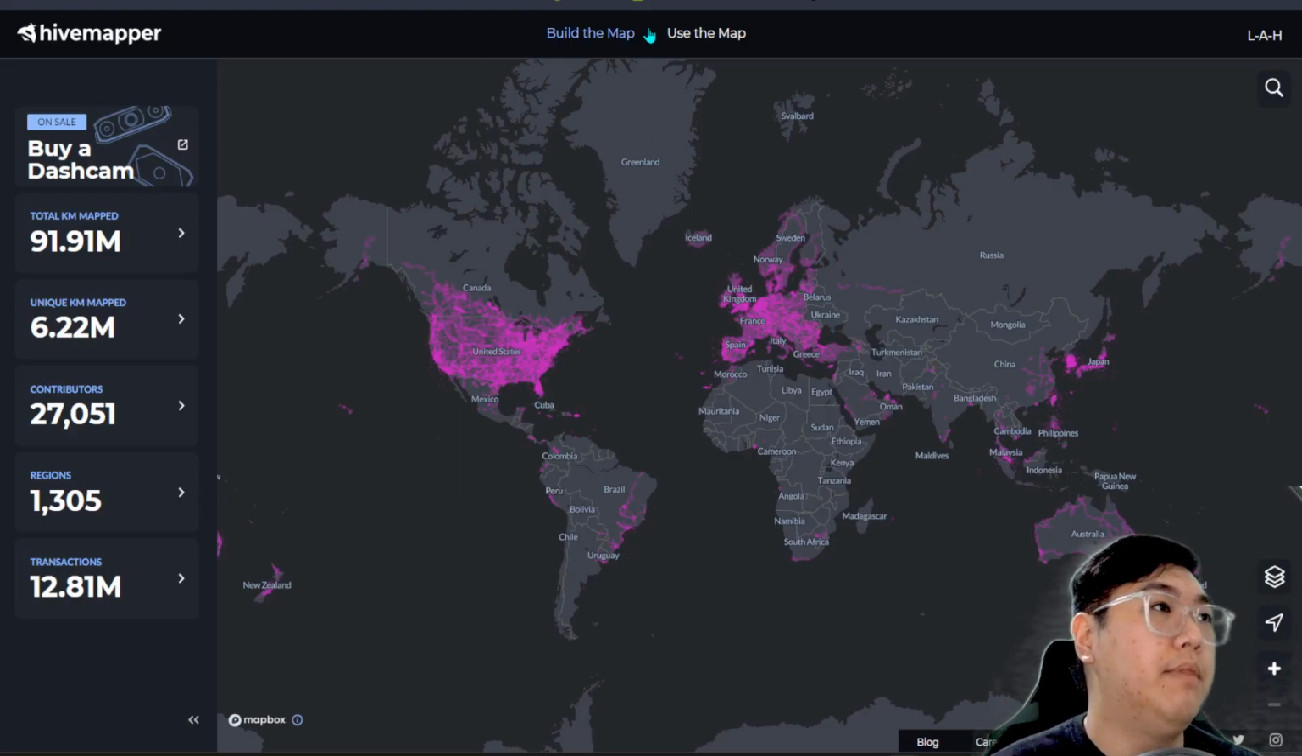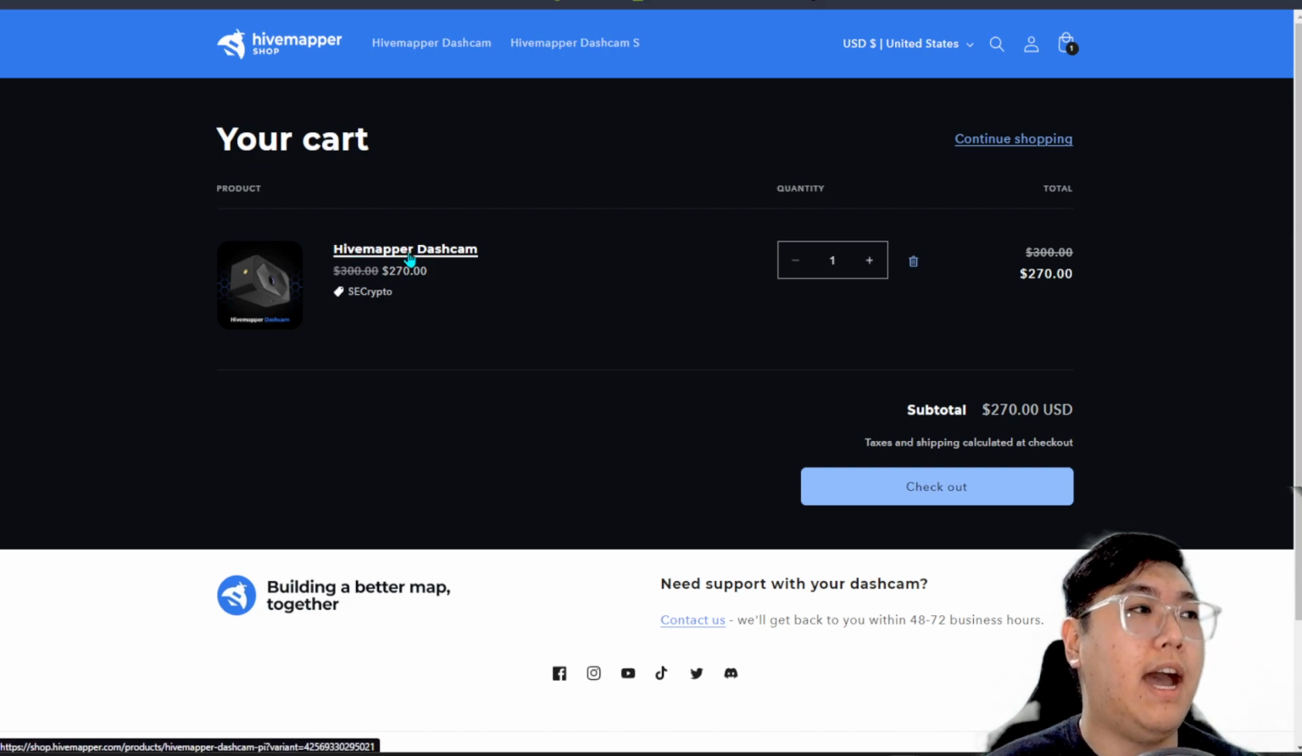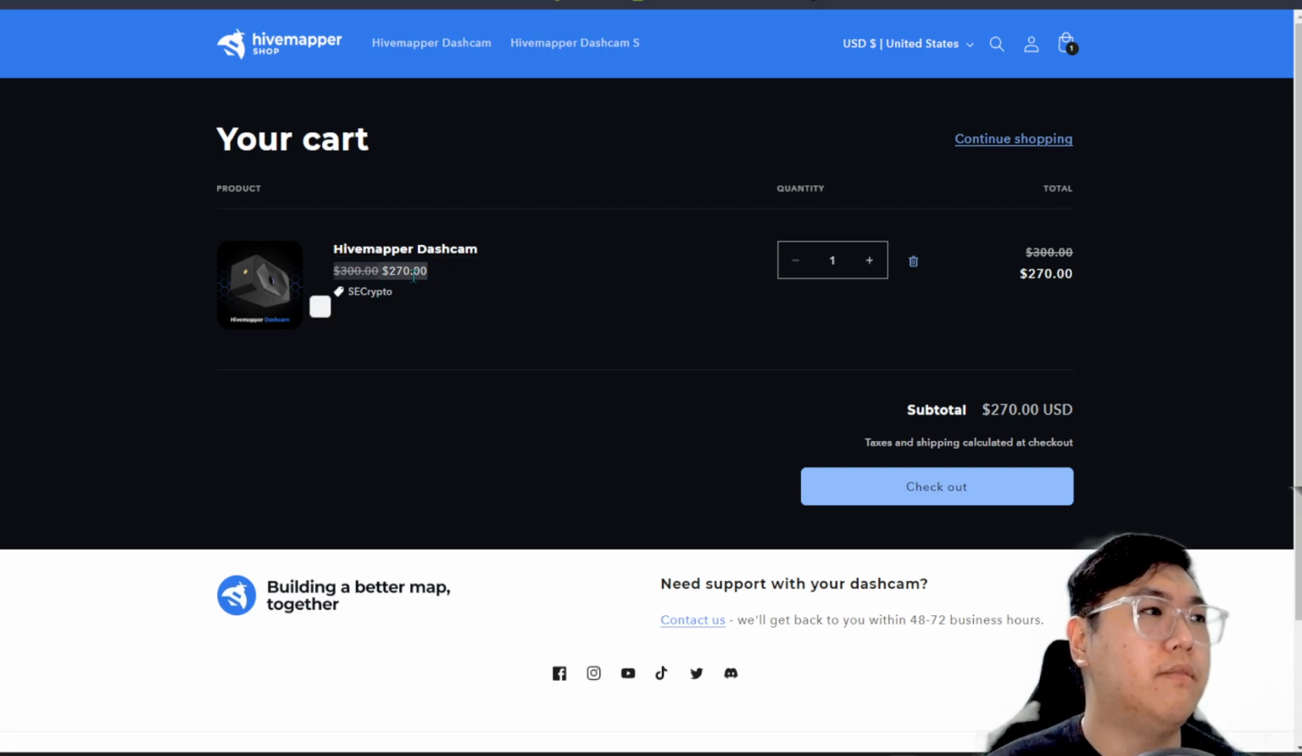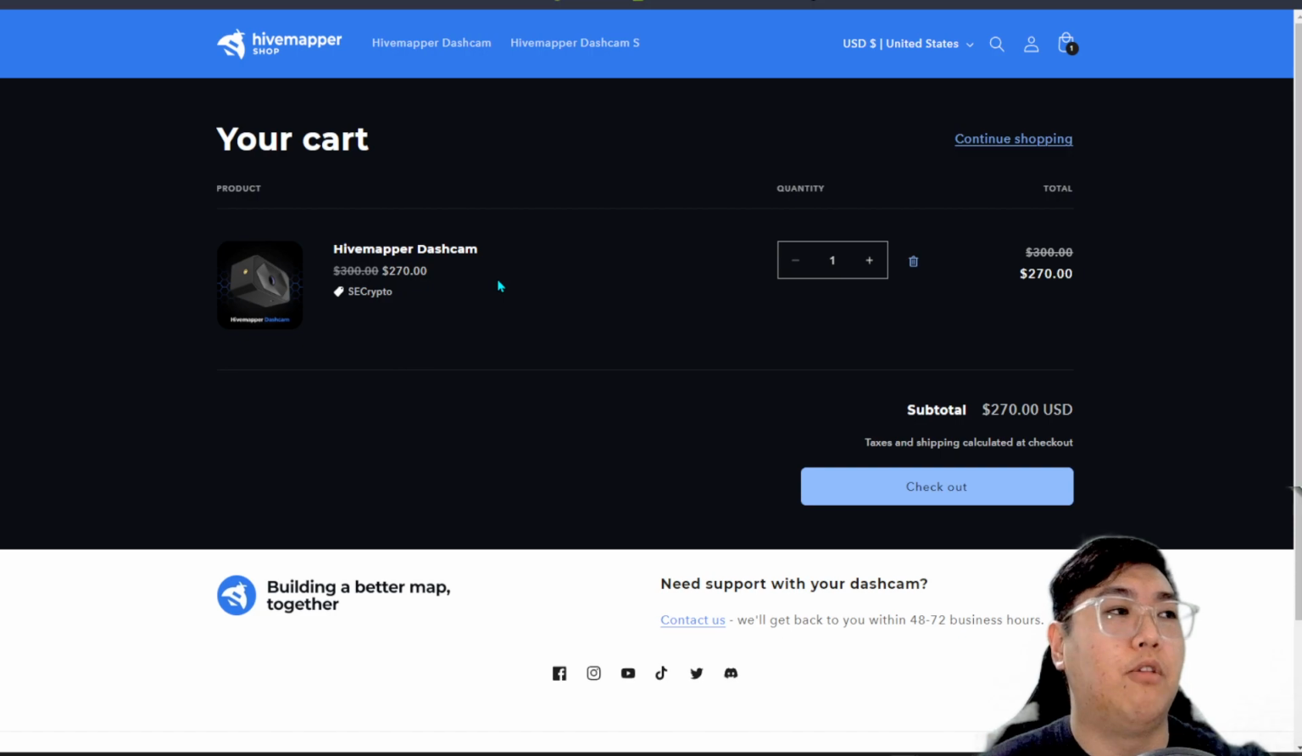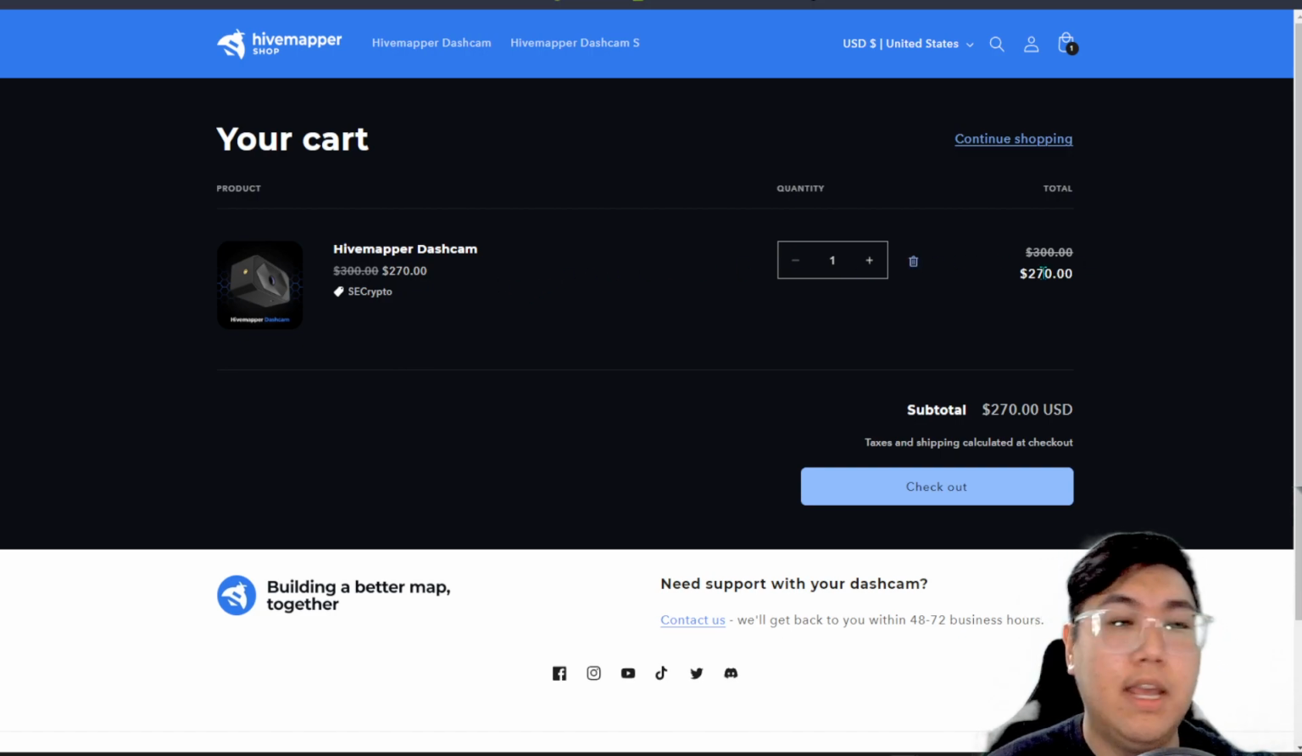And what's the difference, you might be thinking? So I'm going to show you. Here this is the HiveMapper dashcam, which is slightly cheaper. As of today itself, it's selling at $300. If you use my coupon SD Crypto, you get $30 off, or 10% off.